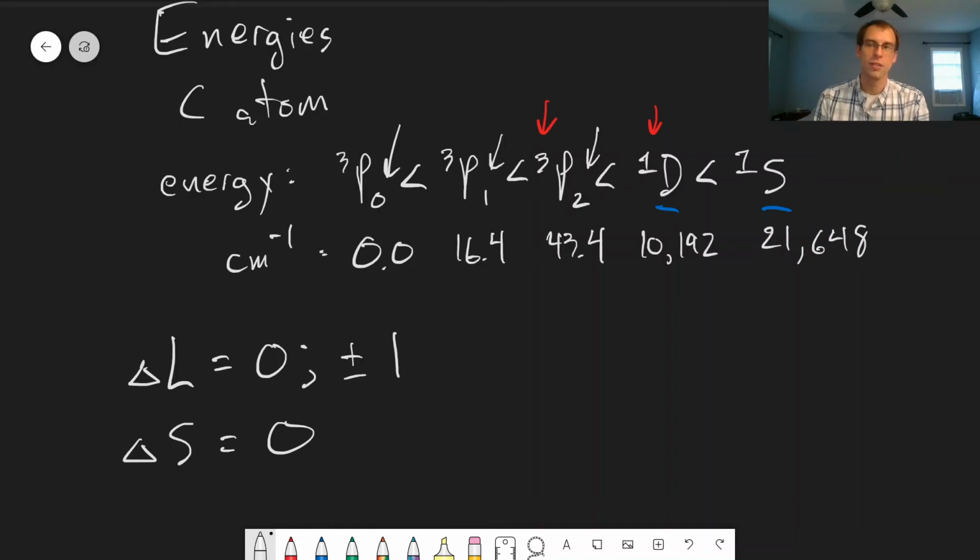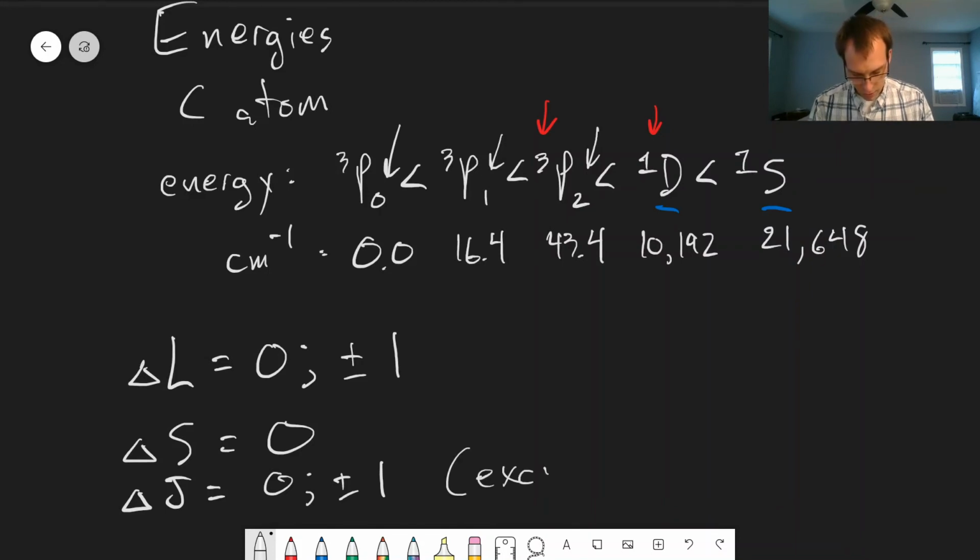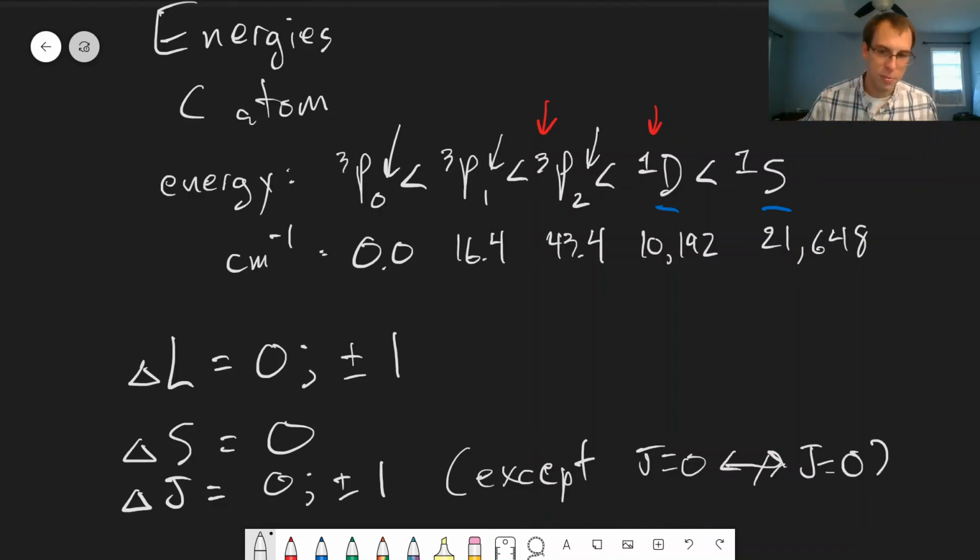So, to a first approximation, and this holds pretty well if you have few electrons. As you get to bigger atoms where there are lots more electrons, these rules break down. But things have to stay in the same, what's known as multiplicity, right? The same value of S. So triplet states go to triplet states, singlet states go to singlet states. And then the value of delta capital J is equal to 0 or plus or minus 1, with one exception. Except for the case that you can't have a J equals 0 to J equals 0 transition. So you can have 1 to 1, 2 to 2, but not 0 to 0.